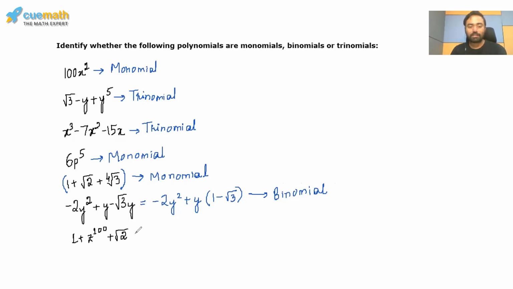Moving on, the last polynomial 1 plus z raised to the power 100 plus square root of 2 is written, when we rearrange the terms and keep the constants together, as 1 plus square root of 2 plus z raised to the power 100. So basically here there are two terms. One is the combination of 1 and square root 2, basically a constant term, and the other one is a variable, that is z raised to the power 100. So this is also a binomial. Now we can use the definition of these three categories to identify them very easily like this.